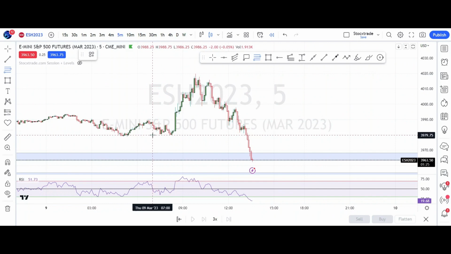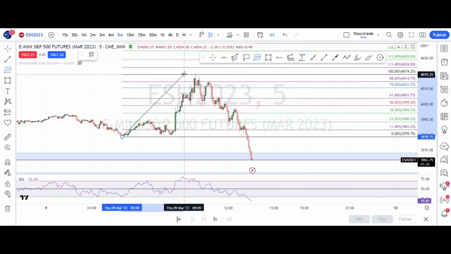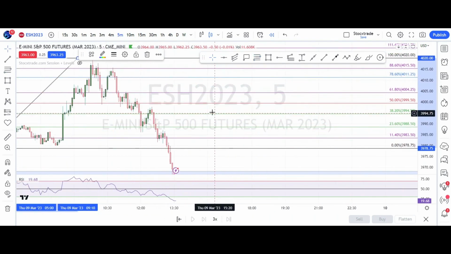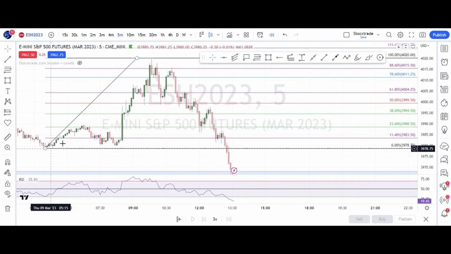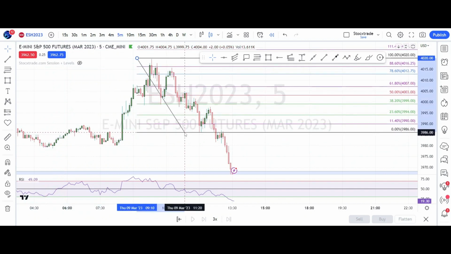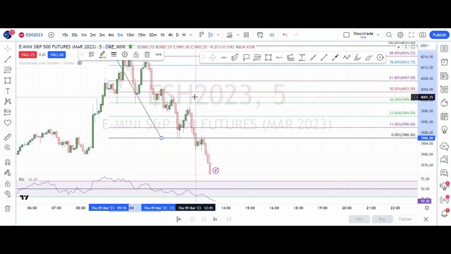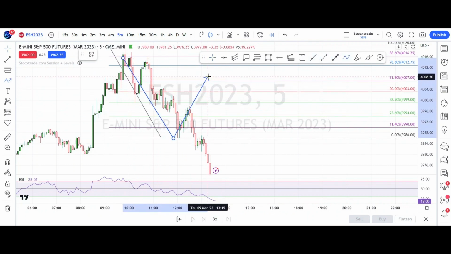So this was your low here, this was your high, and the price should not go above. Suppose the price is coming down, you see here the price has already come here. This was your low. So the price should not close above 61.8%. The closing of the candle should not be like this, should not be like this. The price should not close above 50 or 61.8%.